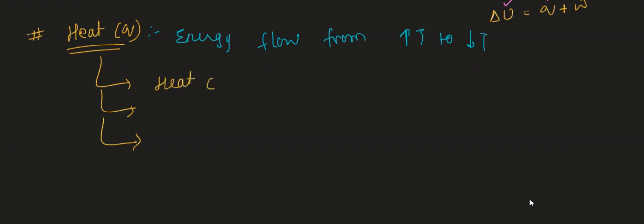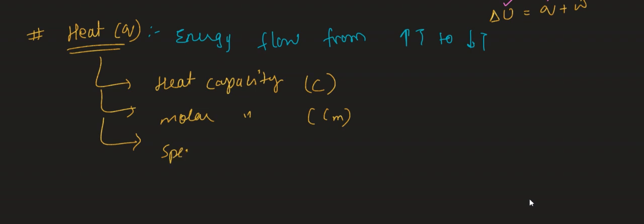Heat capacity, denoted by the letter C. Next, molar heat capacity, denoted by the letter Cm. Next, specific heat capacity, denoted by the small letter c. A detailed discussion of everything we are going to study later, including the formulas of heat capacity, molar heat capacity, and specific heat capacity.